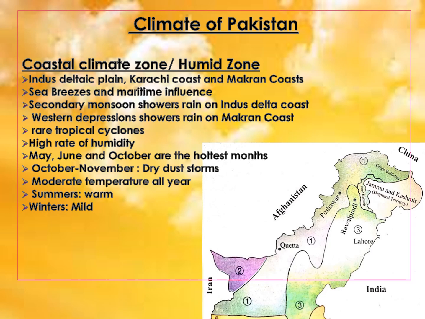High rate of humidity is experienced over there, and mean monthly temperature is 32 degrees Celsius. May, June and October are the hottest months. October to November they may experience dry dust storms as well.